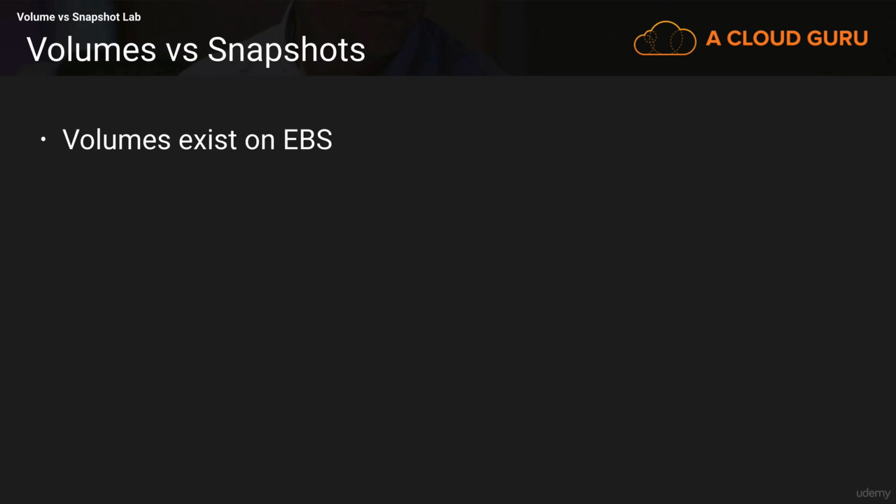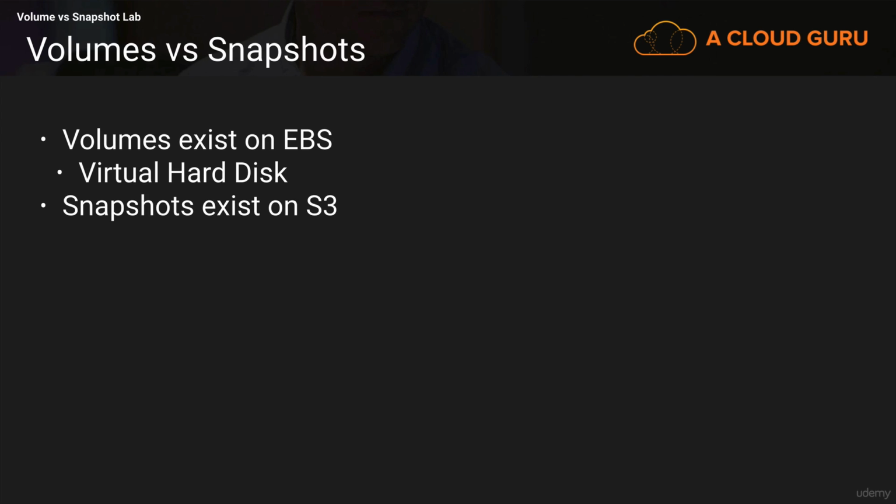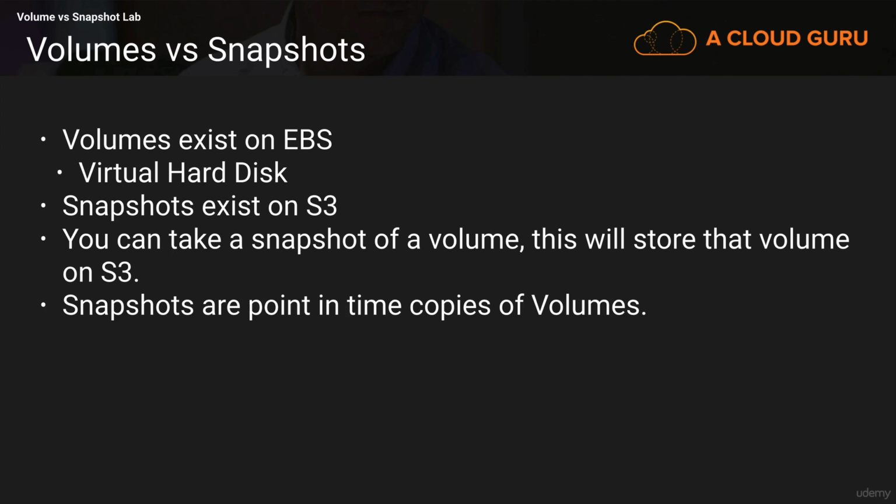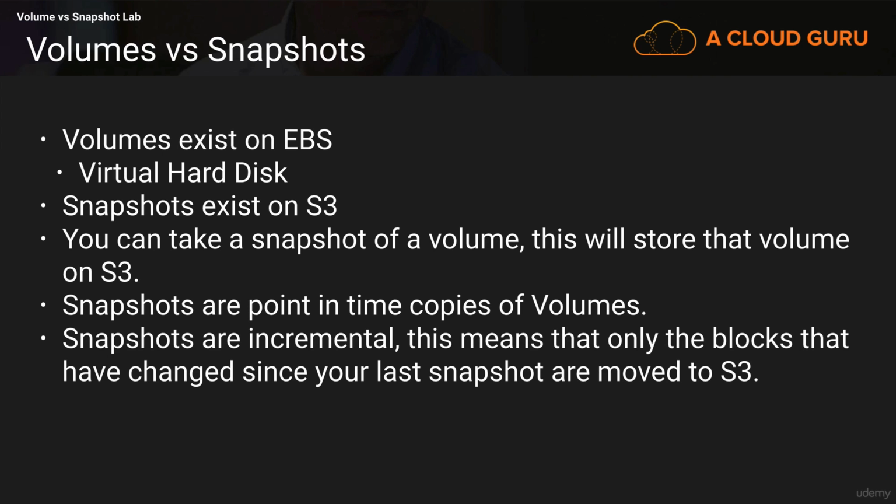Moving on to volumes and snapshots. So volumes exist on EBS, and they're basically virtual hard disks, and that's all we mean by volumes. And snapshots exist on S3, and they're point-in-time snapshots. So you can also take a snapshot of a volume, and that's going to store that volume on S3, and snapshots are point-in-time copies of the volumes.